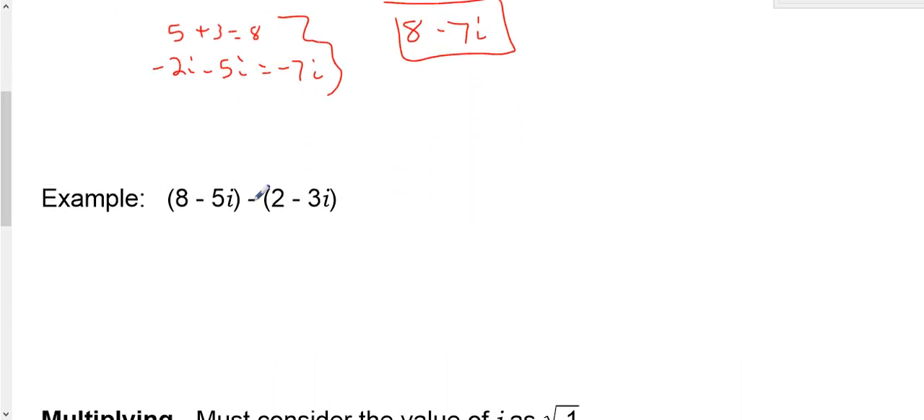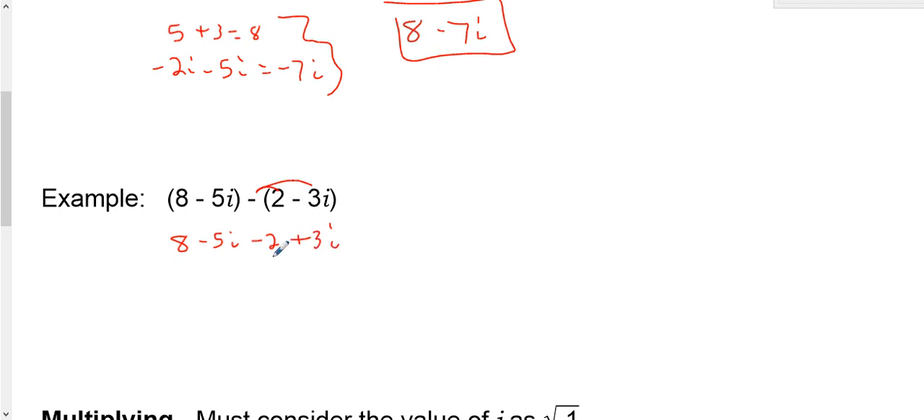If I have to subtract two expressions, such as 8 minus 5i minus 2 minus 3i, and this is in parentheses here, I need to make sure I distribute the subtraction and rewrite this without the parentheses. I will get 8 minus 5i minus the 2, and here I have two negatives, or two negatives to make a positive, to be plus 3i.